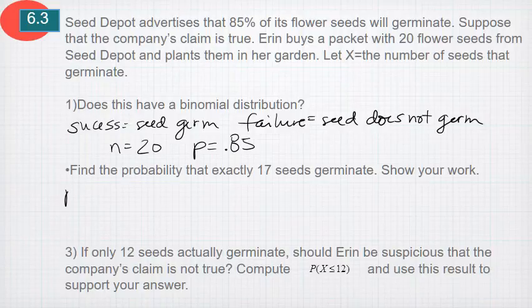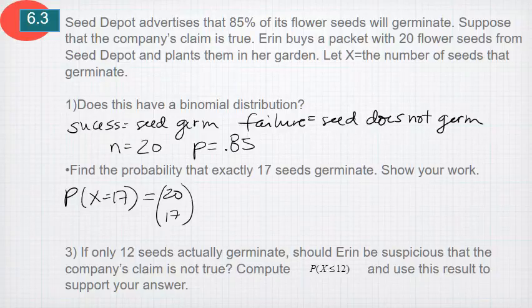Okay, so now I want to find the probability that exactly 17 seeds germinate and show my work. So the probability that x equals 17. I need to show my work, and by showing my work in this case, I need to actually write the equation. So I need to plug everything into the equation so that they can see that, despite the fact that a lot of this is going to be on my calculator.